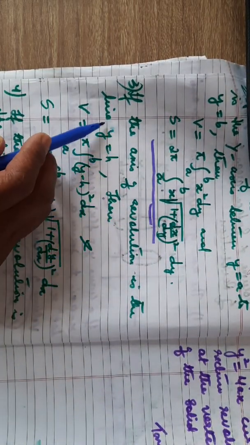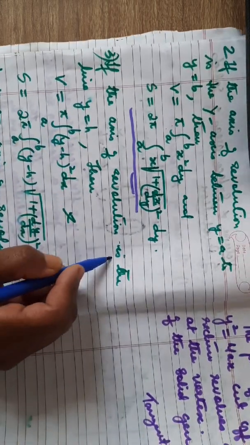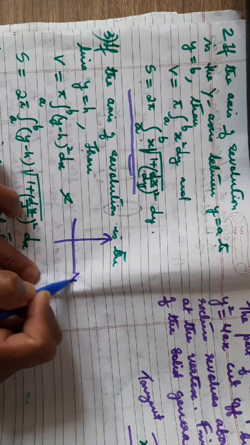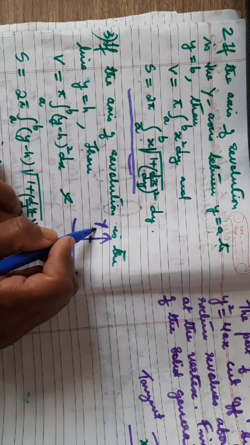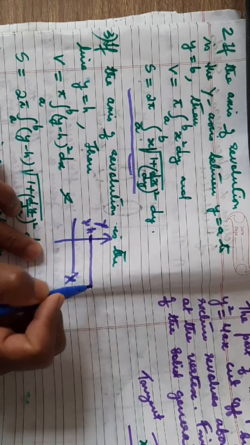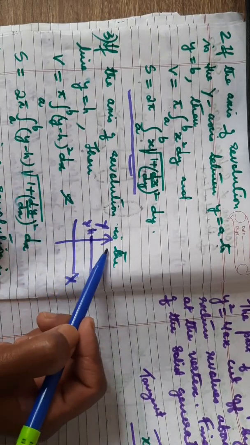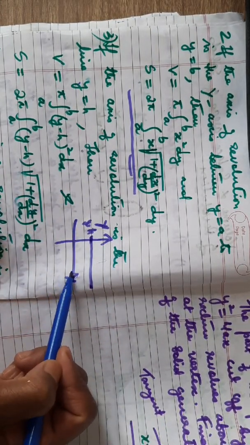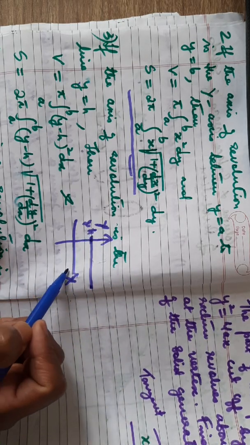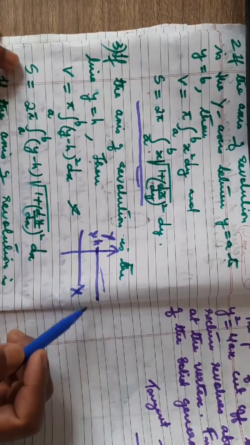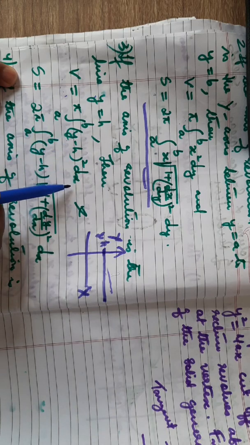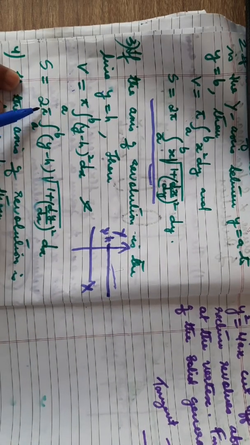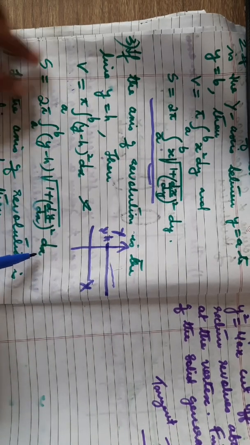Now if the axis of revolution is the line y is equal to h, suppose this is the x-axis, this is the y-axis. y is equal to h may be somewhere here. So it will be a straight line parallel to the x-axis. In this case, if the axis of revolution is neither the y-axis nor the x-axis, but a line parallel to the x-axis given by y is equal to h, then the volume V will be given by the formula pi integral a to b (y minus h) the whole square dx. And the surface area is given by the formula twice pi integral a to b (y minus h) into square root of 1 plus (dy/dx) the whole square dx.